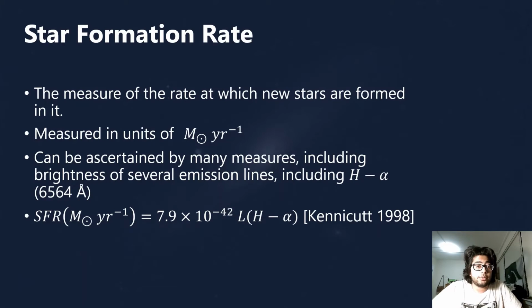Next, we're going to talk about star formation rate, which is the measure at which new stars are formed inside a galaxy. It is measured in units of solar masses per year. There are many ways to ascertain the star formation rate of a region, but for our purposes, we'll just use the H alpha emission flux. This is the emission line at 6564 angstroms. And as Kennicutt 1998 documents, it can signify that there are young, hot, new stars, which signifies recent star formation.